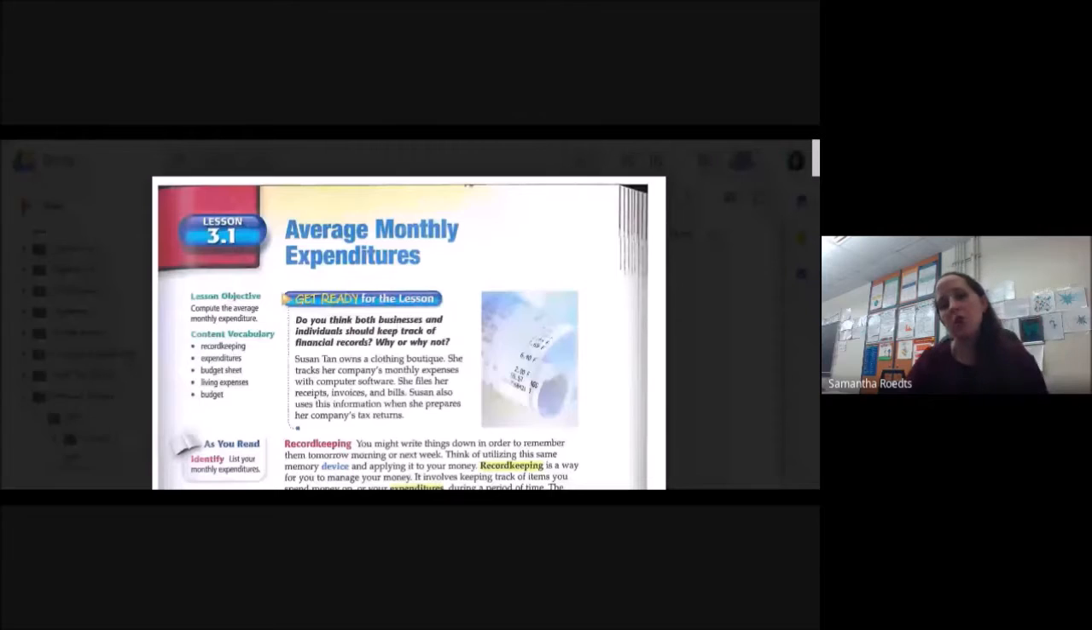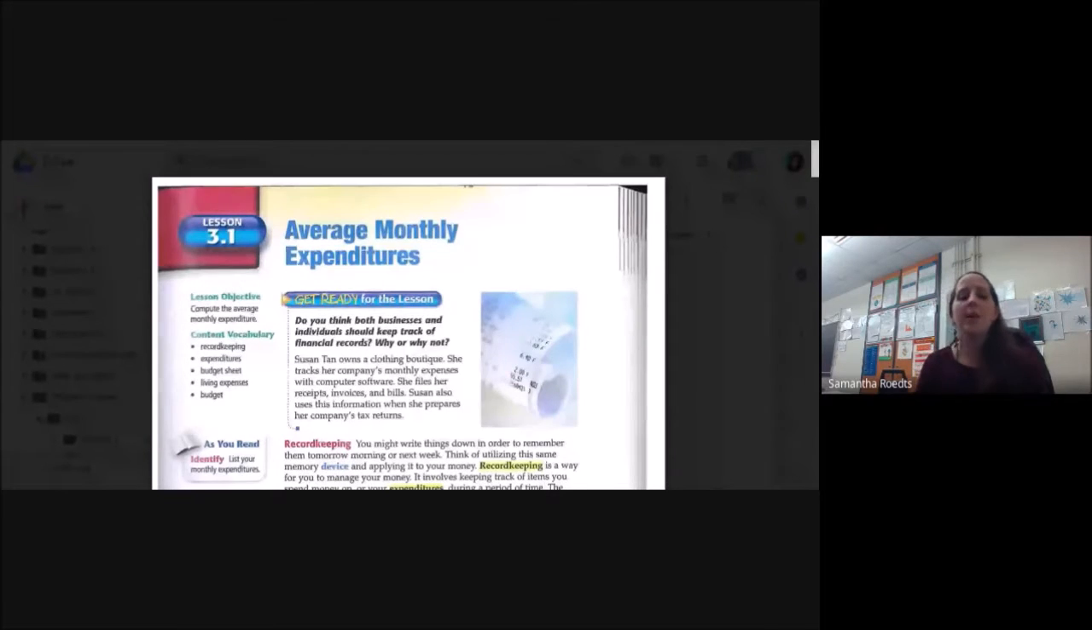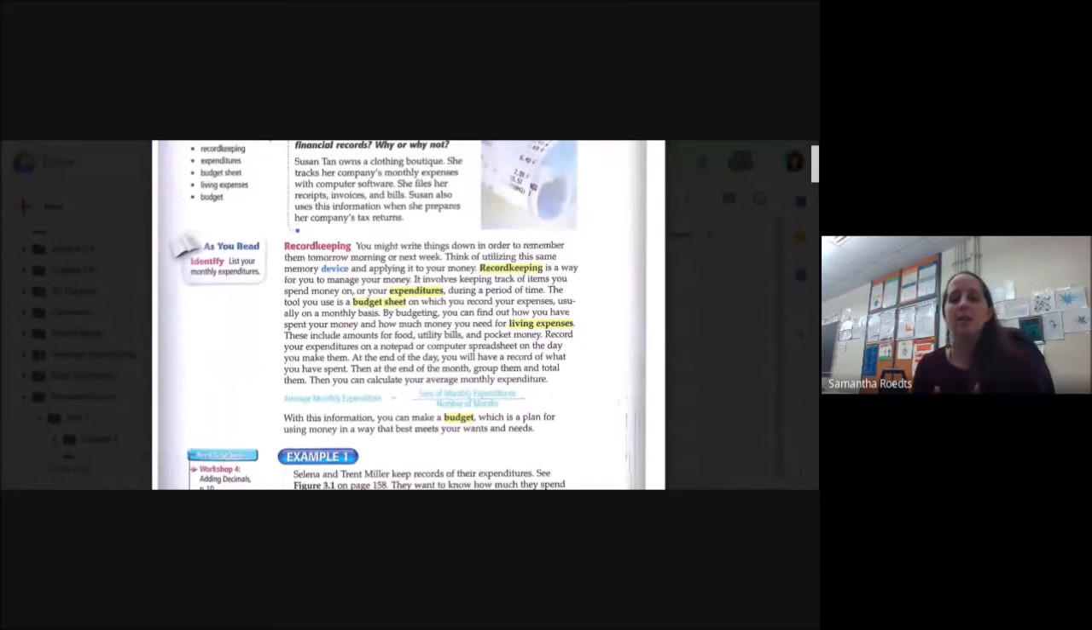All right, so this is chapter 2, lesson 1. Average monthly expenditures. Basically this entire lesson talks about record keeping and dealing with monthly expenditures, and figuring out how much on average you spend on something a month, and how much you can spend on something if you want to keep that monthly allowance.